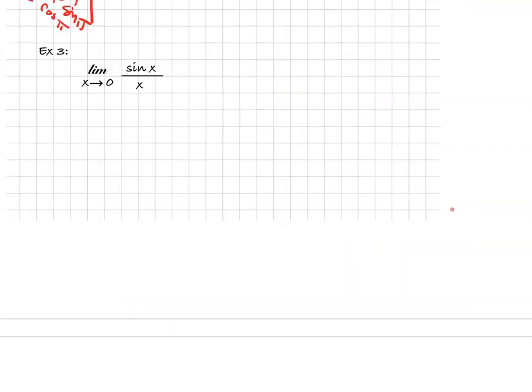So let's look at this next example now. It says the limit as x approaches 0 of sine x over x. This is going to be equal to sine of 0 over 0, but we can't do that.